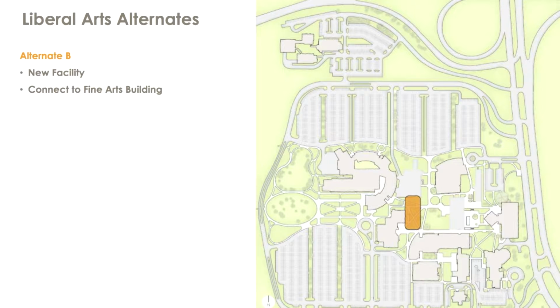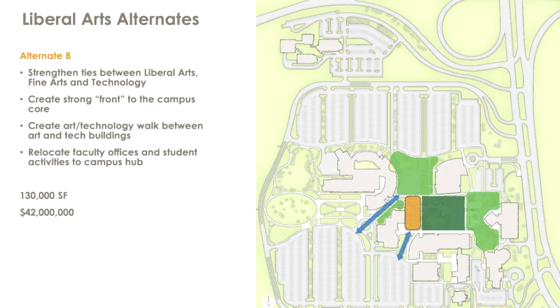Another alternative was construct a new facility and potentially connect it to the fine arts building, really tying those two programs together. One of the benefits is it could create space for more gallery space, larger pre-function space for theater use. Creates a much stronger front to the campus coming from the north and from the south. It also creates the opportunity for an art and technology walk, and I'll touch on that in a minute. And then gives the opportunity to relocate faculty offices, because it would be a larger building than the existing one. Get the faculty offices out of the Learning Technology Center, out of different places on campus, bring them together in the liberal arts building. About 130,000 square feet. $42 million for that new construction, somewhere in that range.